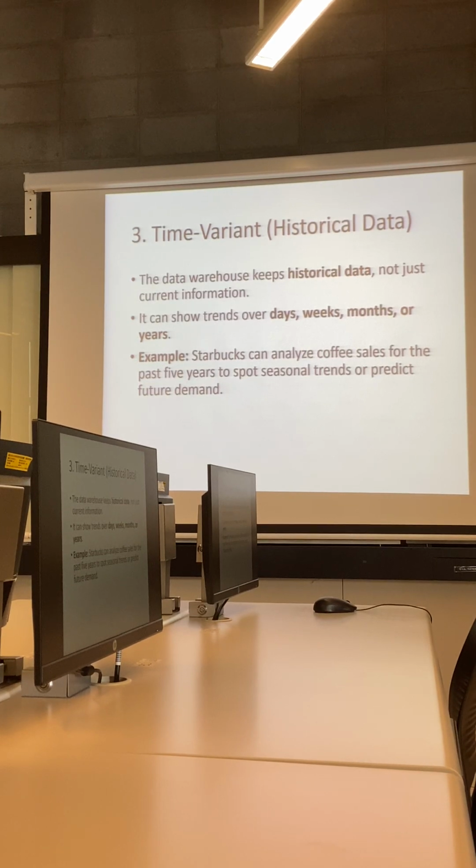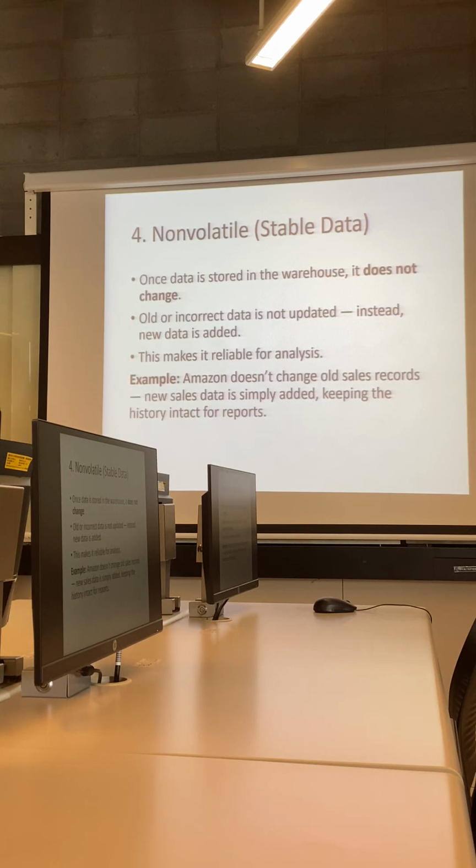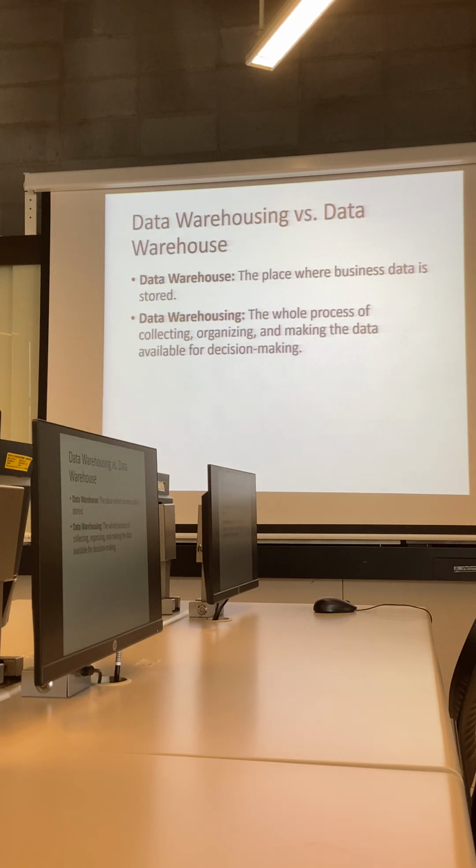Integrated, third is non-variant, and the last one is non-volatile. So once data is stored in the data warehouse, it does not change. Old or incorrect data is not updated. Instead, new data is added, unless you update it yourself. But usually, you just store and add. This makes it reliable for analysis. For example, Amazon doesn't change old sales reports, and new sales data is simply added, keeping the history intact for reports. Okay, so non-volatile, or stable data.